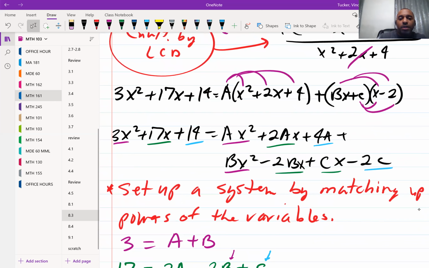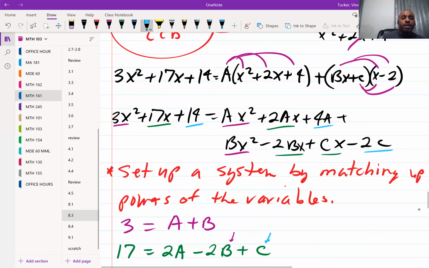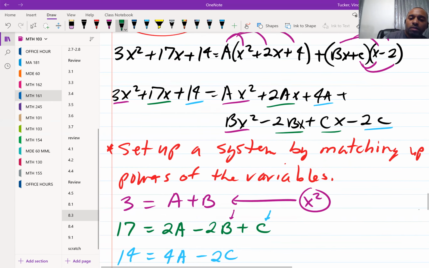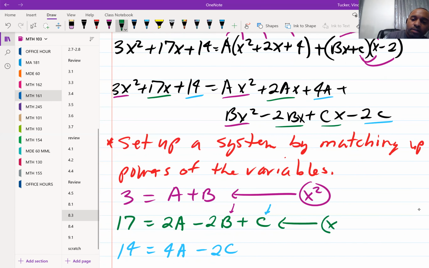So I tried to color code it. So the purple are my x squareds. So notice I have 3x squared equal to ax squared plus bx squared. So that's what I have here. Those are my x squared. As a matter of fact, I can do this too. Those are for my x squareds. These are for my x's. And these are my constants. Remember, your constants mean no x, no variable at all. Try it one more time.